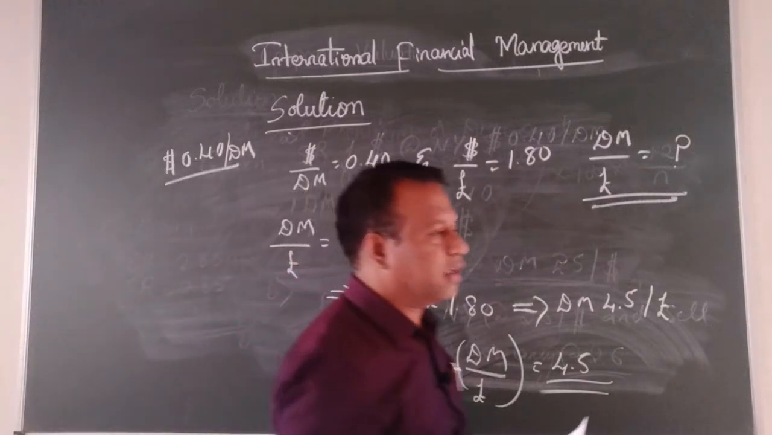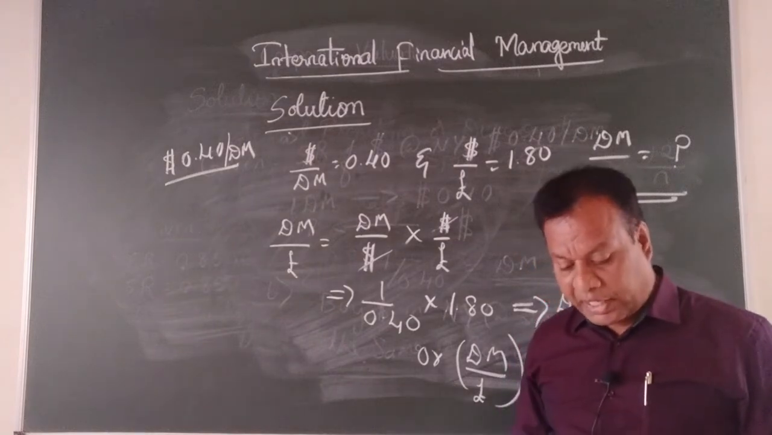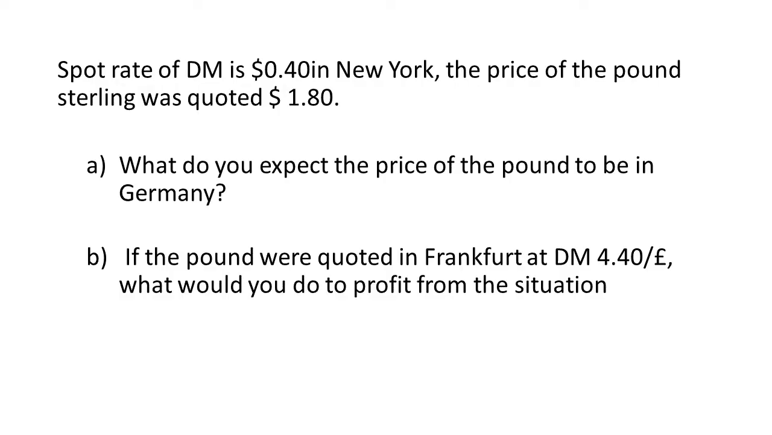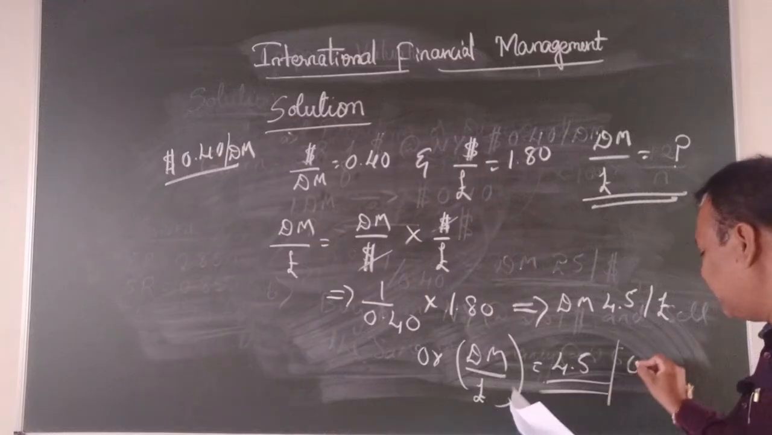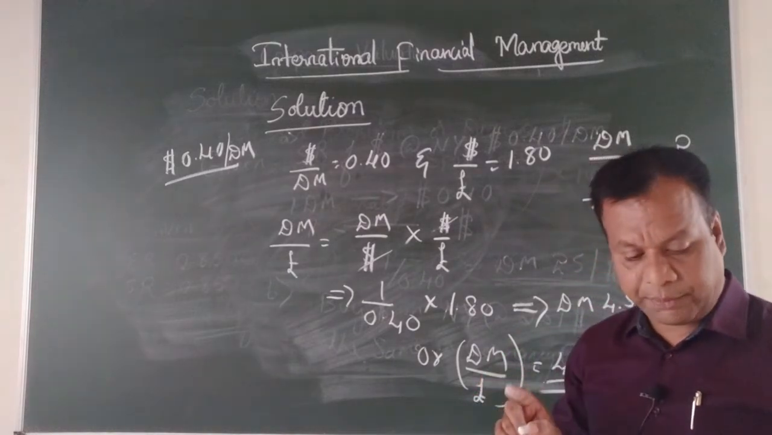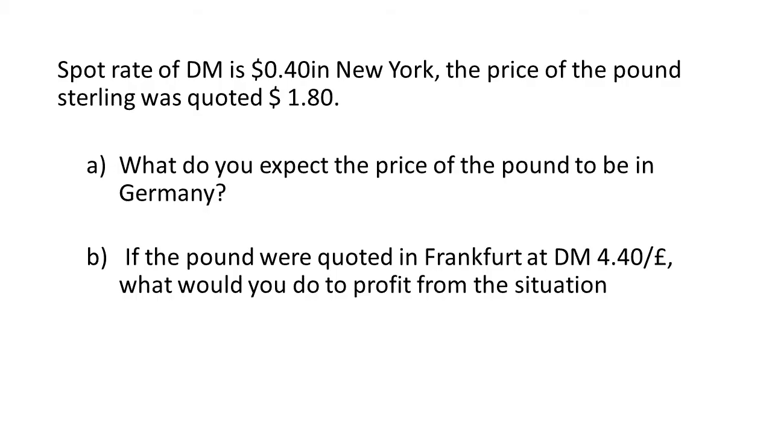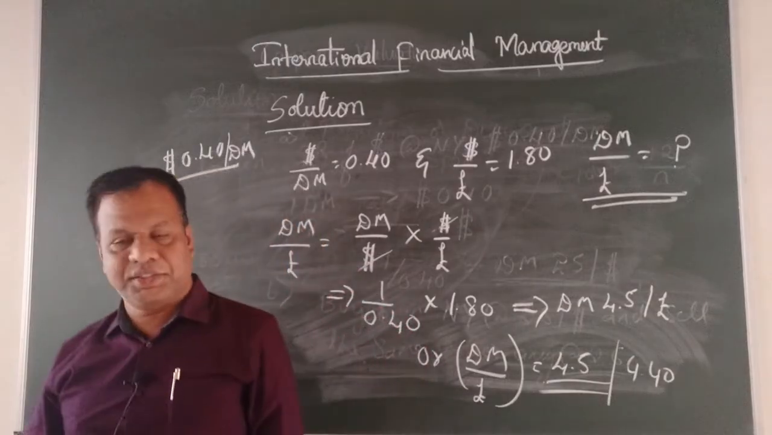In the same way, they have given question B. Question B is a common sense answer. What they asked is, if the pound were quoted in Frankfurt, Frankfurt means it belongs to Germany, at 4.40 instead of 4.5, what do you do to profit from the situation? It's a very theoretical answer I can give.